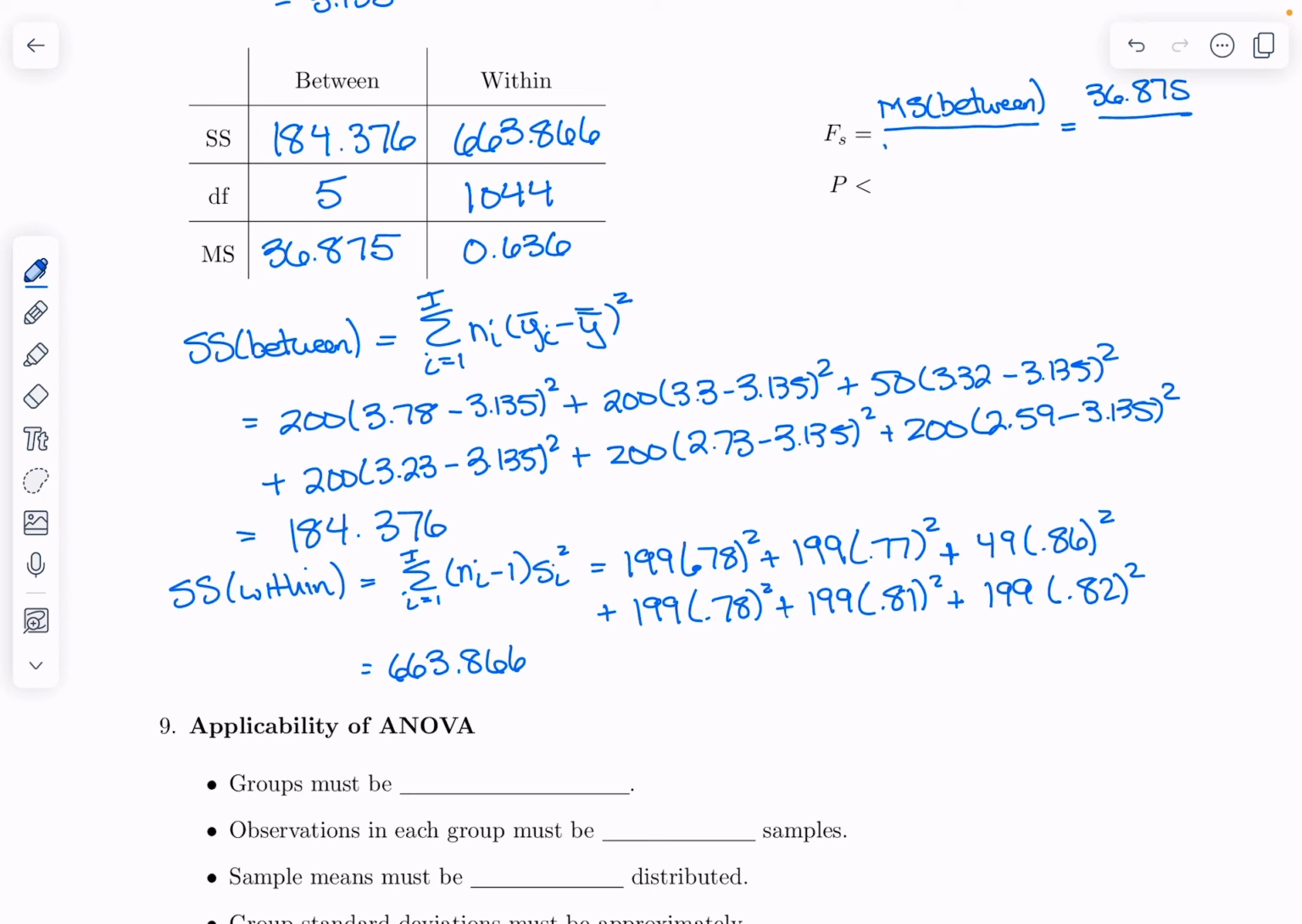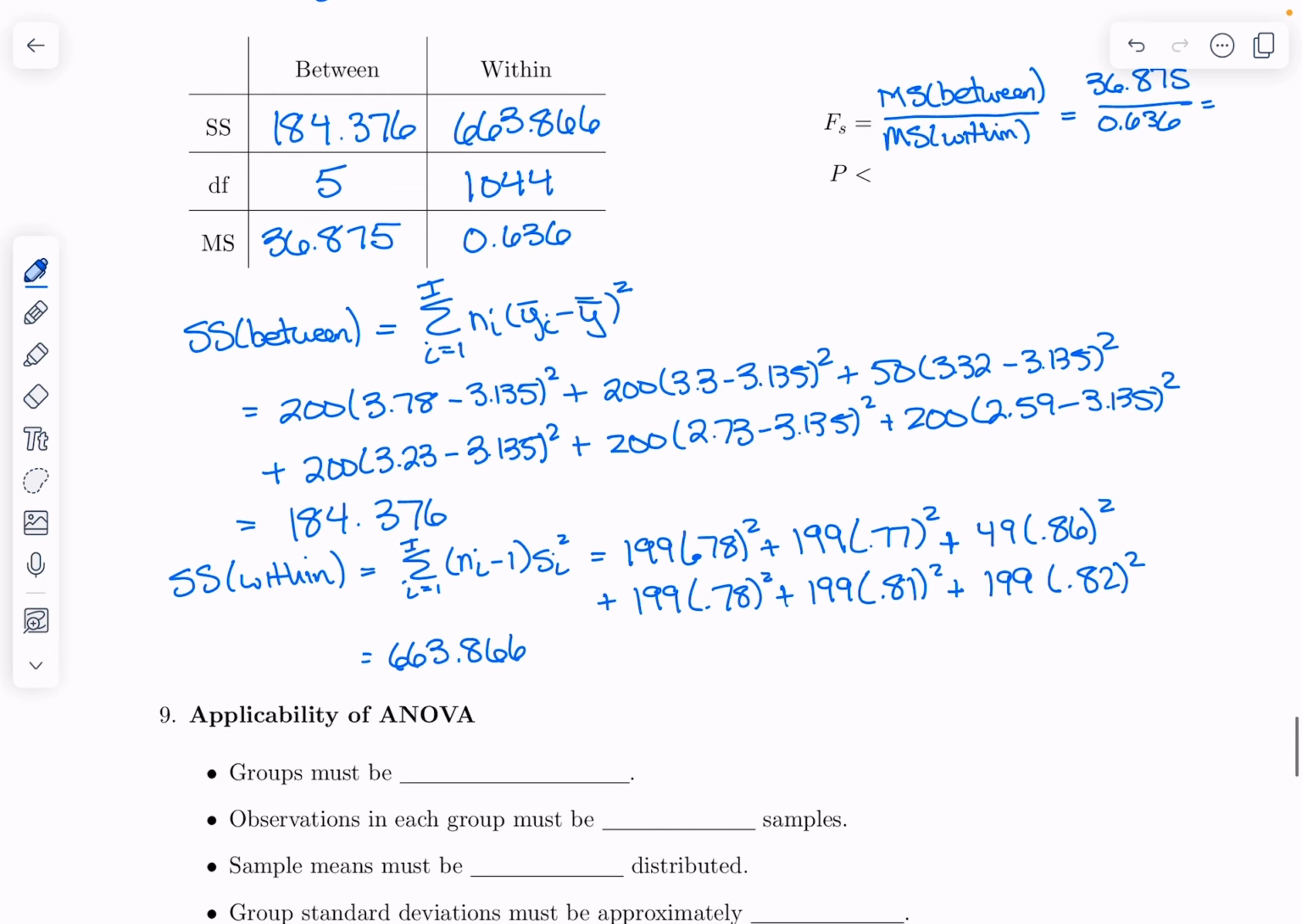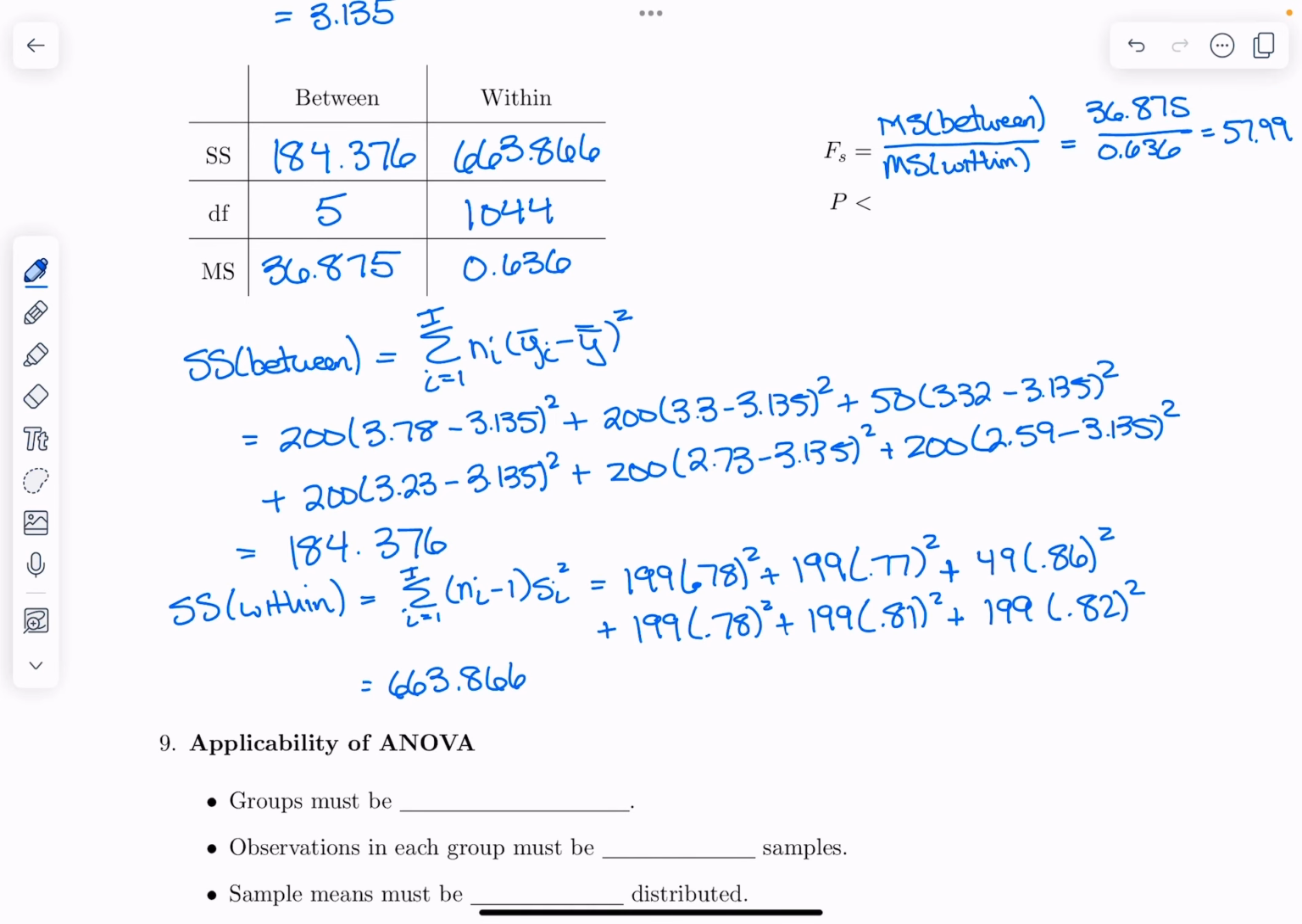So on the denominator of my F statistic, I'm going to have the mean square within, which is 0.636, and that's going to give me a total of 57.99. That's going to be my F statistic. Now that already seems quite large, even though I don't exactly know what that'll look like on the chart, but it does seem kind of large.